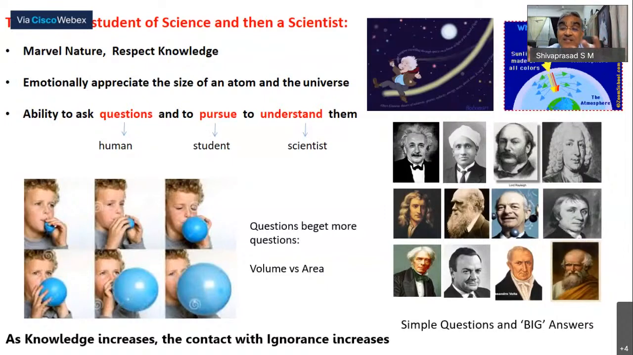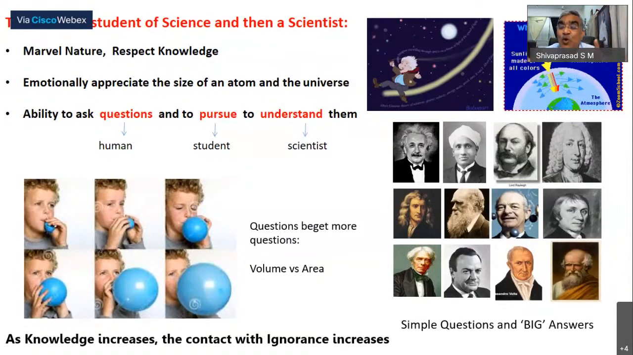That is why a scientist doesn't know what he is doing. If you ask a scientist, what are you doing? And if he tells what he is doing, then he is not a scientist. He is a technologist or an engineer. If he says, I don't know what I'm doing, then he is a scientist, right? Because he is working in the interface of ignorance.